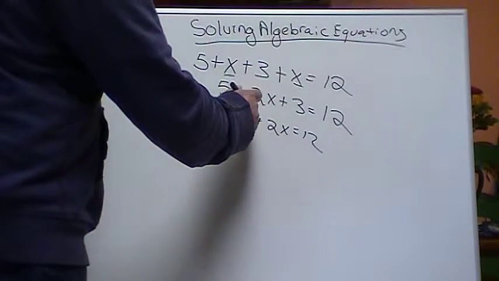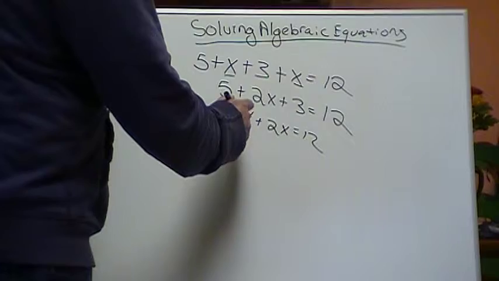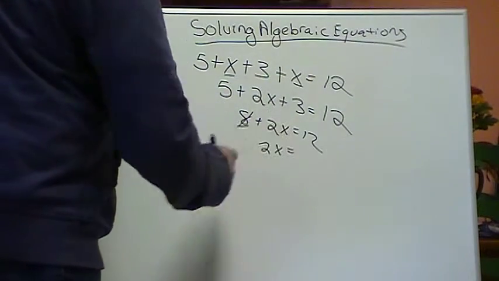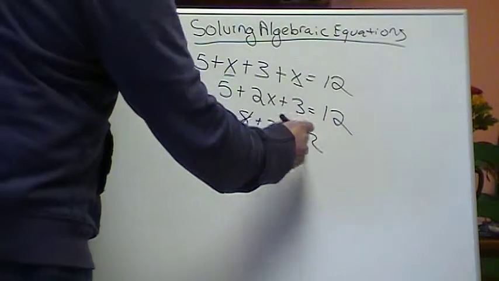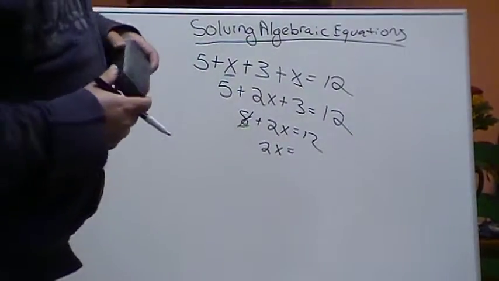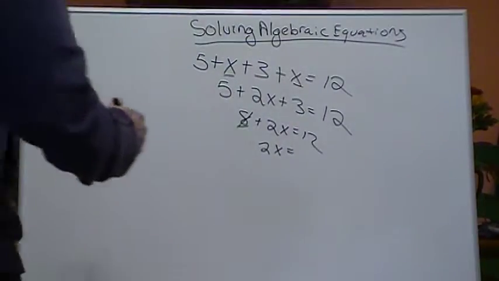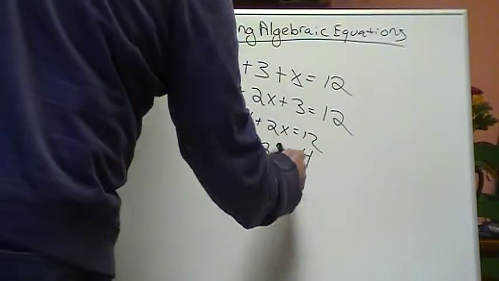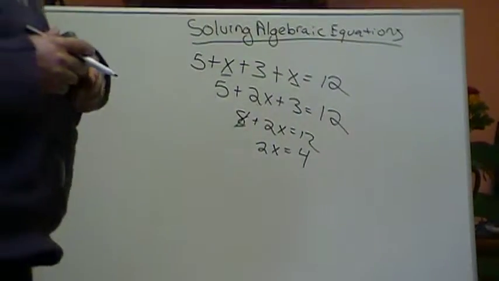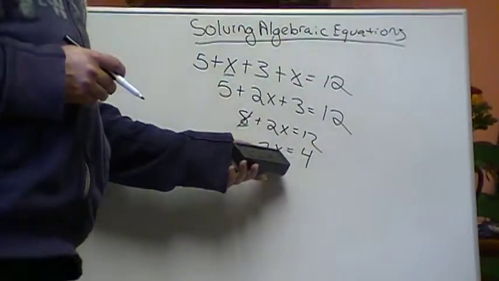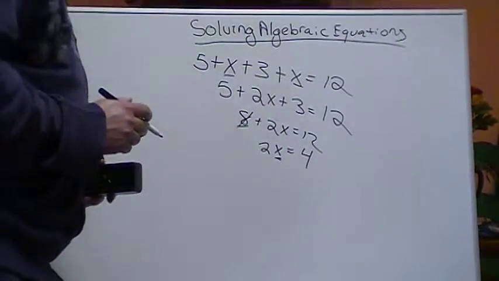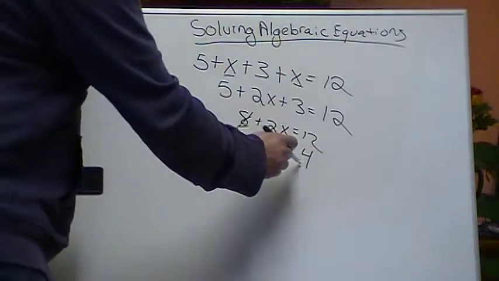When I subtract 8 from this side, that 8 is going to be gone. 8 minus 8 is 0. Leaving me with only 2x equals, now I'm going to subtract 8 from this side. What's 12 minus 8? 12 minus 8, of course, is 4. Now we have a number that we don't know, when multiplied by 2, gives us 4.